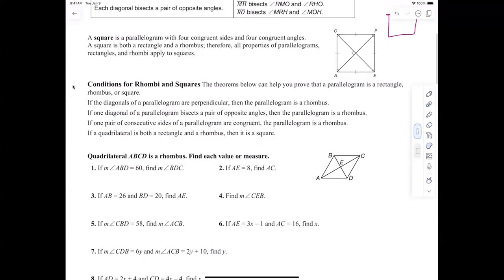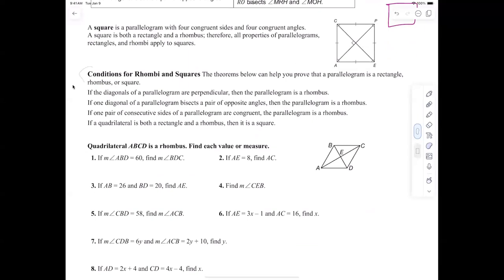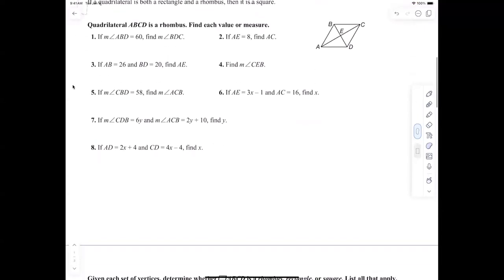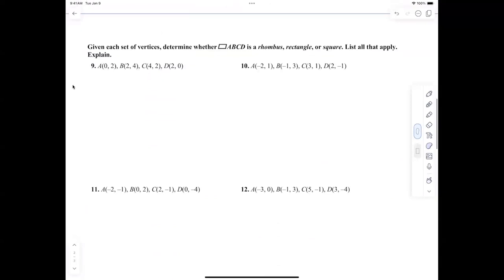And again, here it's saying the rules. I don't think I need to read any more to you. Now, let's look here. Determine whether it is a rhombus, a rectangle, or a square. List all that apply. So if it's a square, then it's a what? And a what? And it's all of them, correct? Do you agree with that?